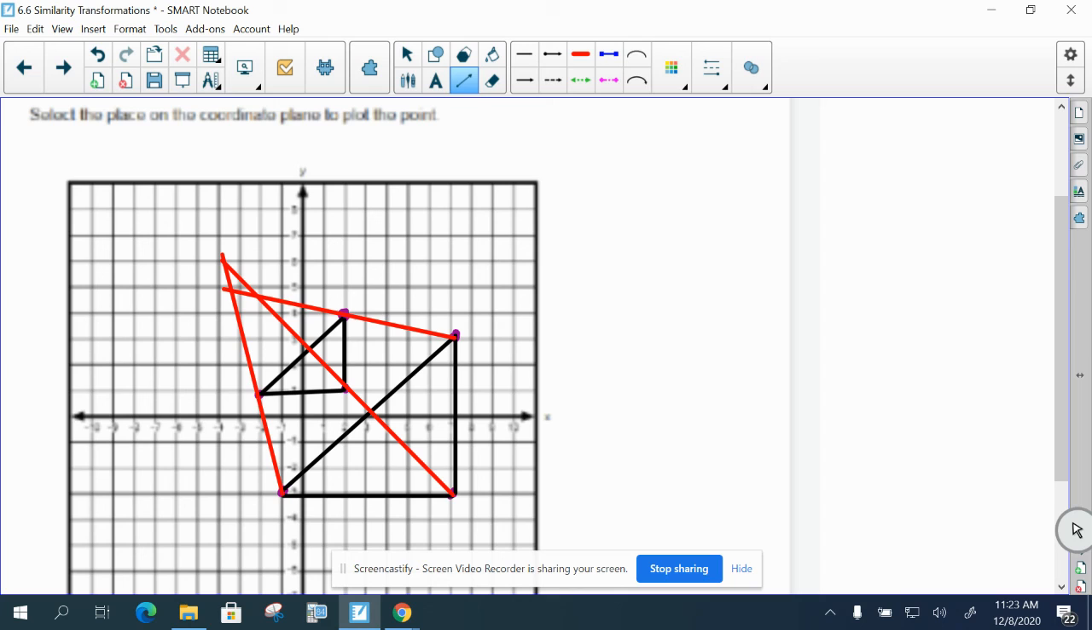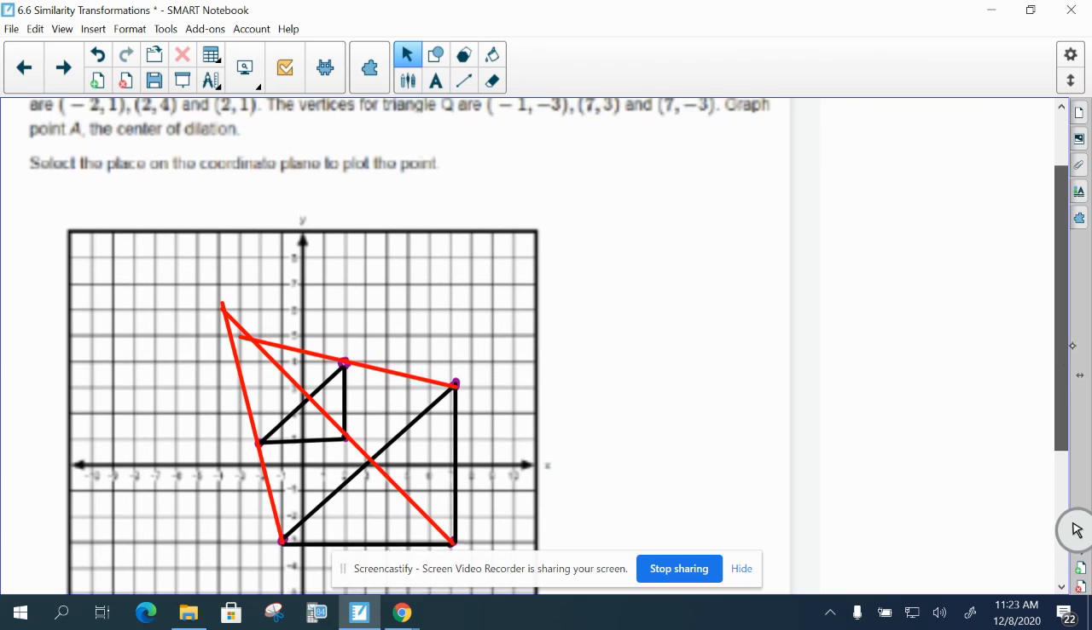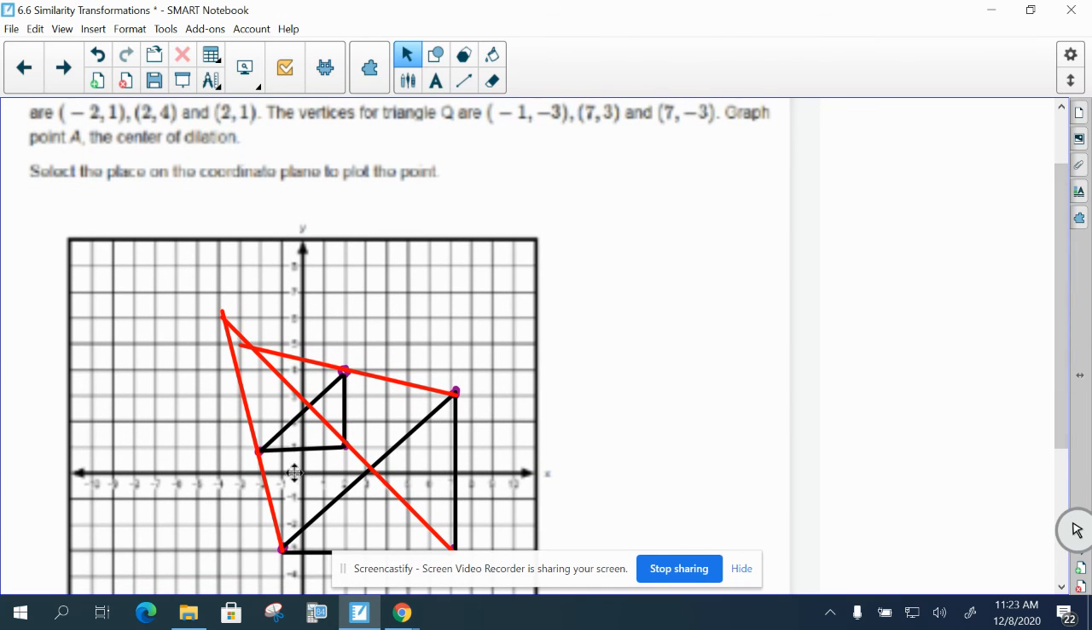Whoa. Something is off here. Why isn't this working out? Let me check my points. (-2, 1), (2, 4), (2, 1), then (-1, -3), (7, 3), and then (7, -3).